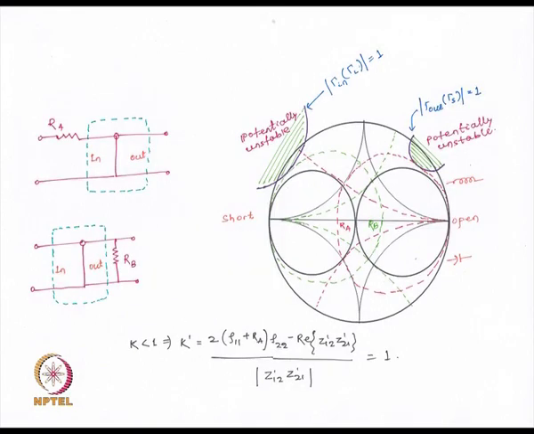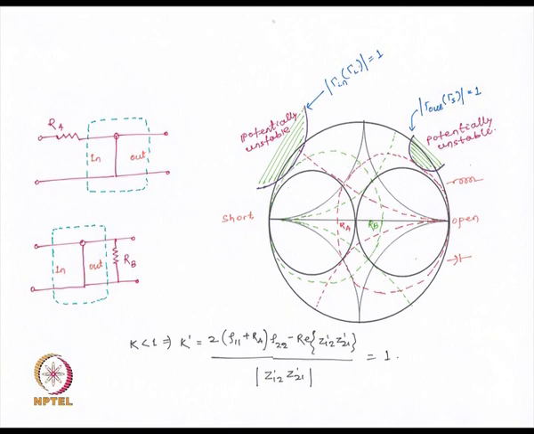Now, if you have your stability circles like this, suppose your output stability circle is touching a constant conductance circle, say I call that some value of conductance, say the conductance is 1 upon Rb, and the input stability circle is touching a constant resistance circle corresponding to resistance Ra, then this is a potentially unstable situation.